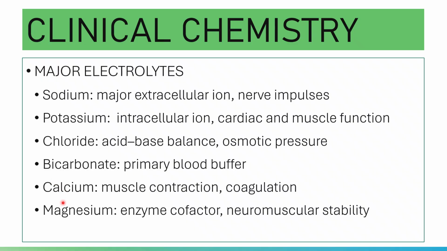And then you have calcium, utilized for muscle contraction and coagulation. And yes, magnesium is utilized as an enzyme cofactor and for neuromuscular stability. Please note that aside from magnesium, calcium and others are also utilized as cofactors for your enzymes. When you say cofactor, they are needed for the proper functioning of the enzyme.